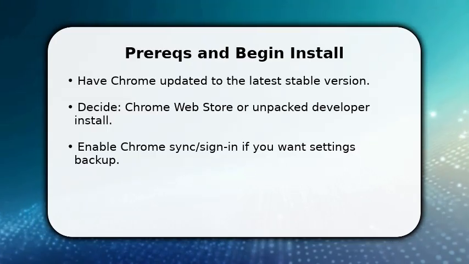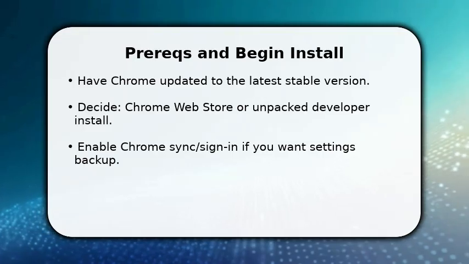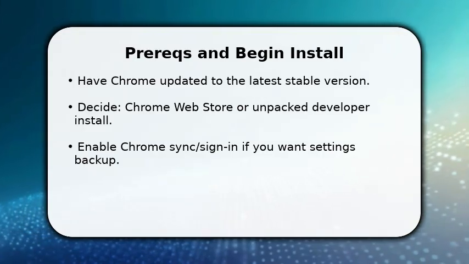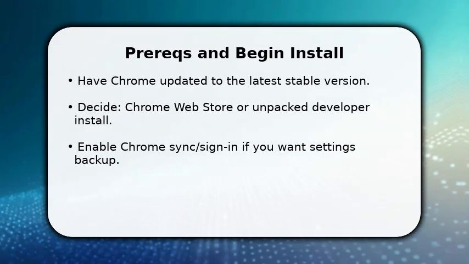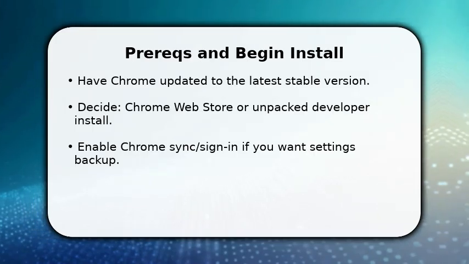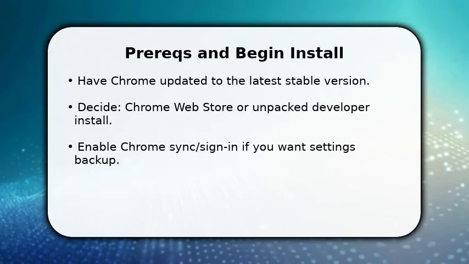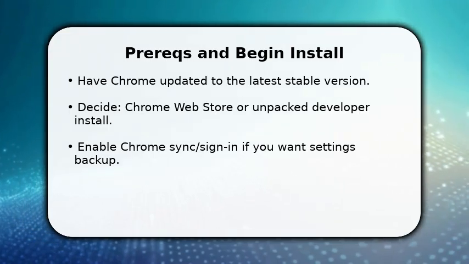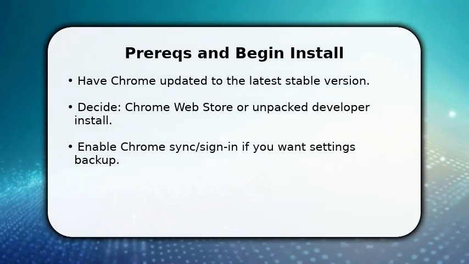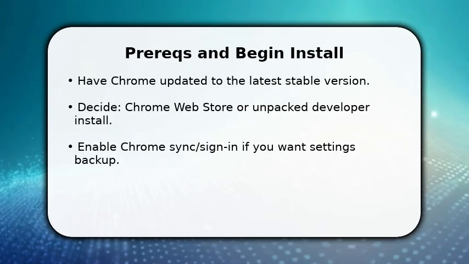You're ready to add an extension. First, confirm Chrome is updated and you're signed in so settings can sync. Open Chrome, then click the three-dot menu and choose More Tools if you prefer unpacked installs. Once done, decide whether to use the Chrome Web Store for secure, verified extensions or developer mode for local testing.